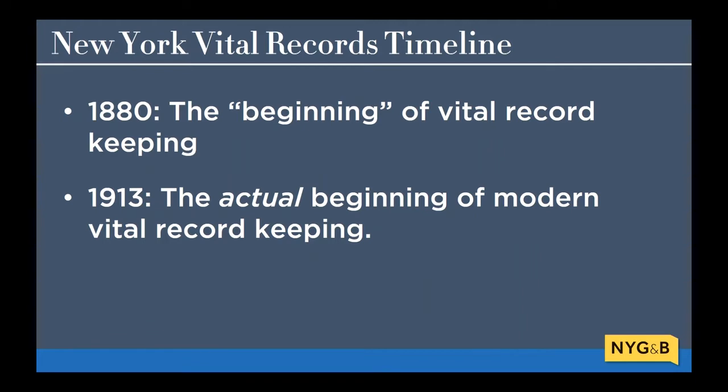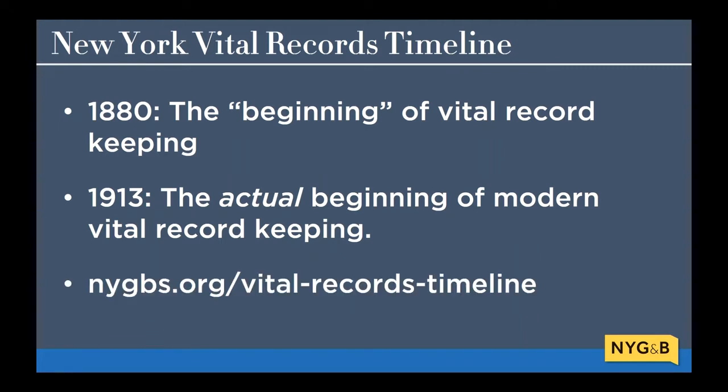So, the good news is, if you're seeking a birth, marriage, or death certificate from after 1913 or 14, it's going to be pretty likely to exist, and it should be fairly straightforward to find. But before then, it really depends on the time and place. So, this has been quite a journey through time here, and you can begin to see why finding this information in New York State is so challenging. Again, this is a really brief overview that I just gave. So I do want you to head over to nygbs.org/vital records timeline for all the details that you need to know for your specific research.